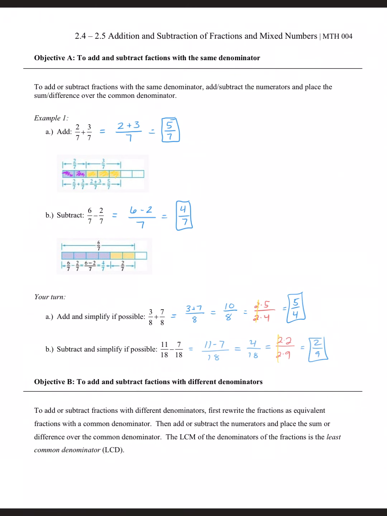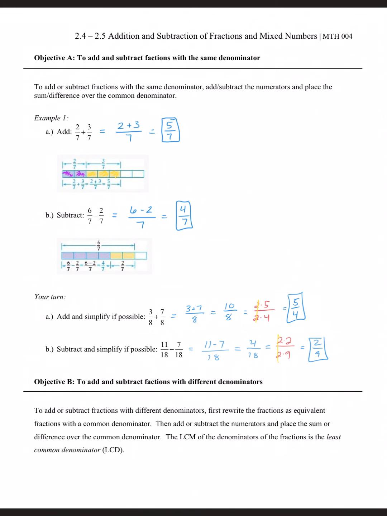In example B here, we have 11/18 minus 7/18. So we take 11 minus 7, bring over the 18, 4/18, which 4 and 18 have a common factor of 2. So we rewrite each with a product of 2, 2 times 2 and 2 times 9. The 2's cancel, we're left with 2 over 9.